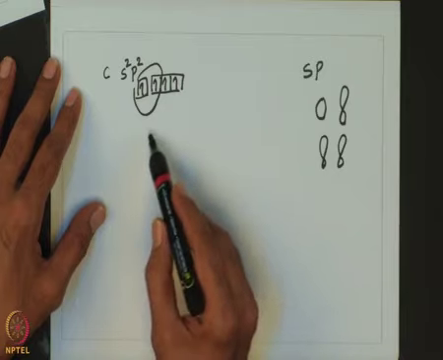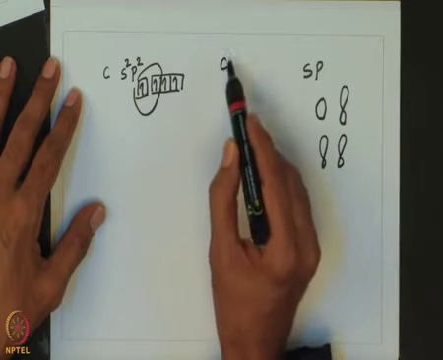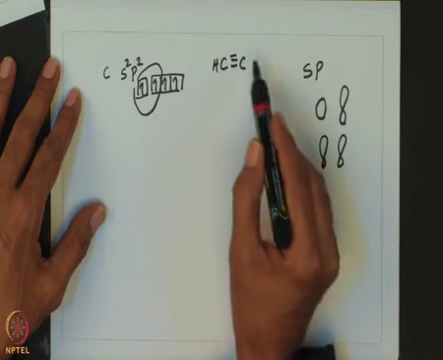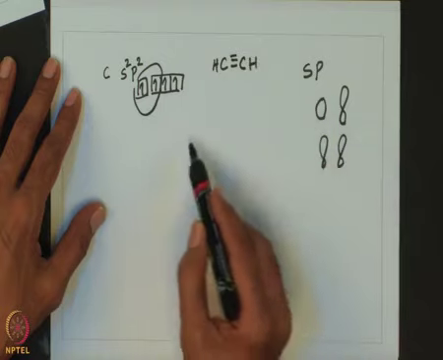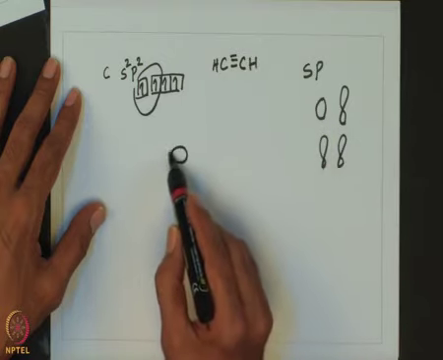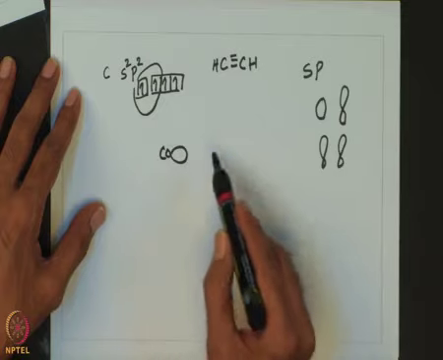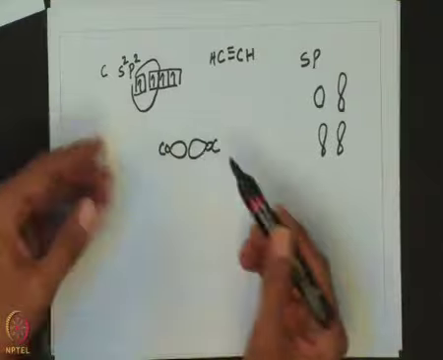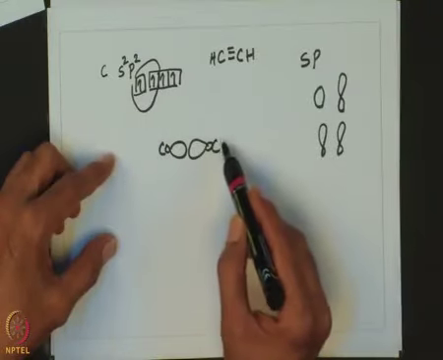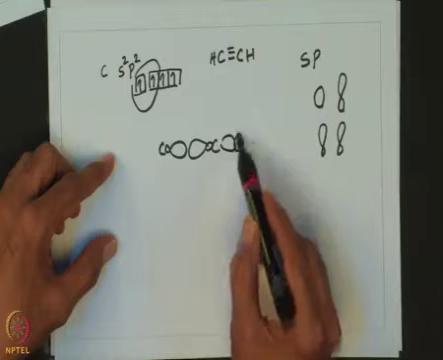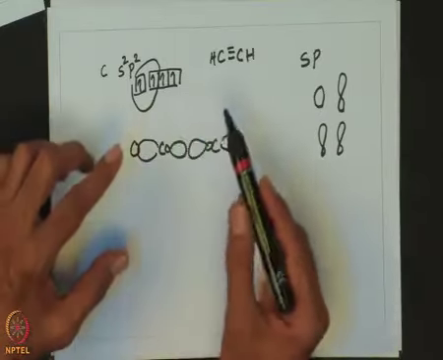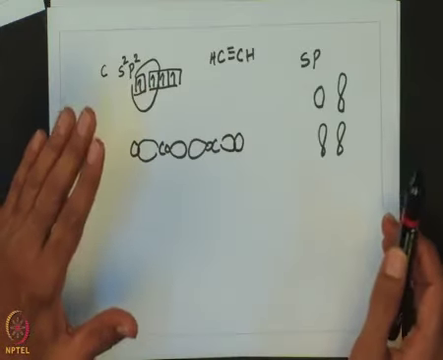Out of 2 sp orbitals, this is an example in case of acetylene. So, we consider this is carbon. This is one orbital, they are interacting with each other. Another one is utilized for making a bond with hydrogen. Now, we are left with these two p orbitals which have not participated in hybridization. So, they are orthogonal to each other.